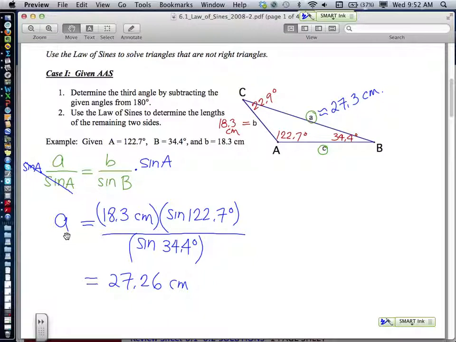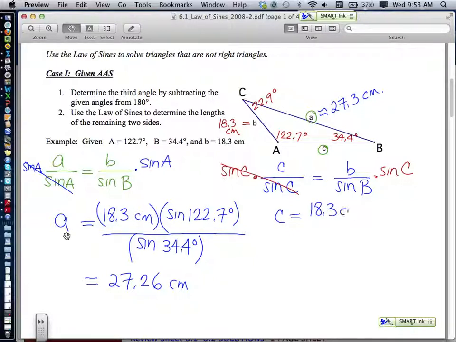So I'm going to write side C over the sine of C, and that equals side B over the sine of B. And then again, I want to solve for side C. So I'm going to multiply both sides of the equation by sine C. That stuff all divides out. And now I'll just fill in the information. So B we know is 18.3, and again, centimeters.